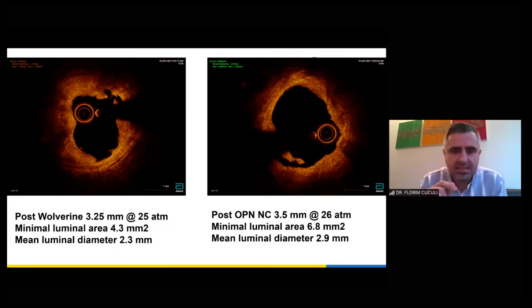Here, you can see what was the difference between the lesion when I used just a Wolverine balloon 3.25, and then the luminal gain you achieve with the OPN balloon 3.5, which I took to very high pressure. You can see the luminal gain is massive, with just 0.25 more of diameter and a different balloon. And I think this is a very important message. Balloon choice matters. I'm fed up of hearing people say that all balloons are the same. Well, no, they are not. Lesion preparation, you should really know your balloons and then how to apply them.